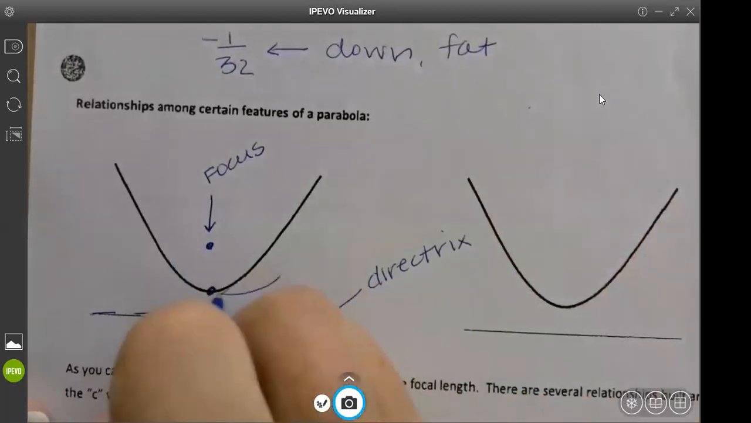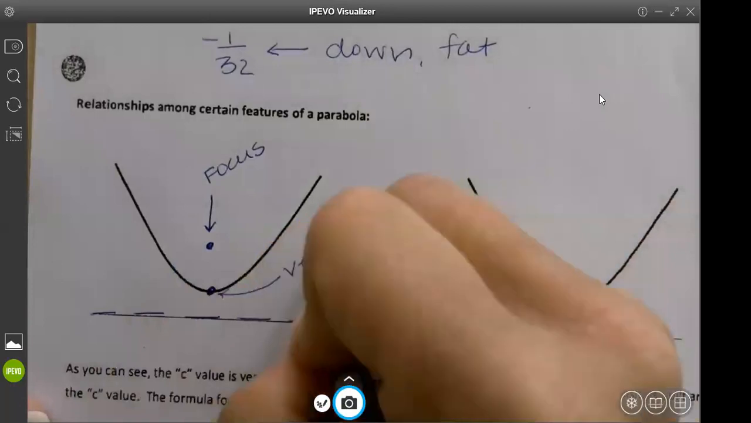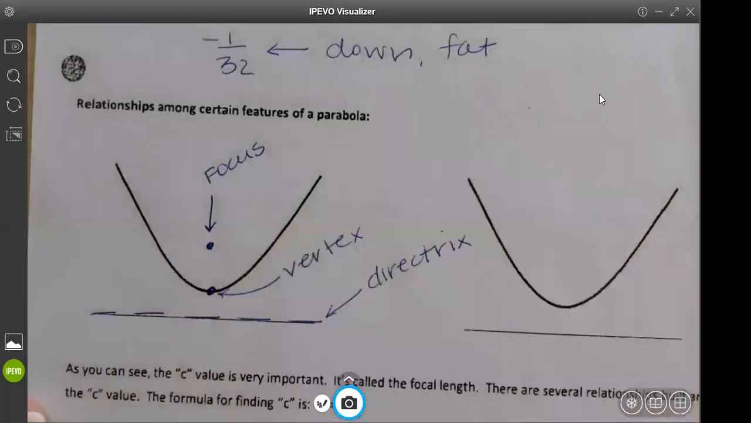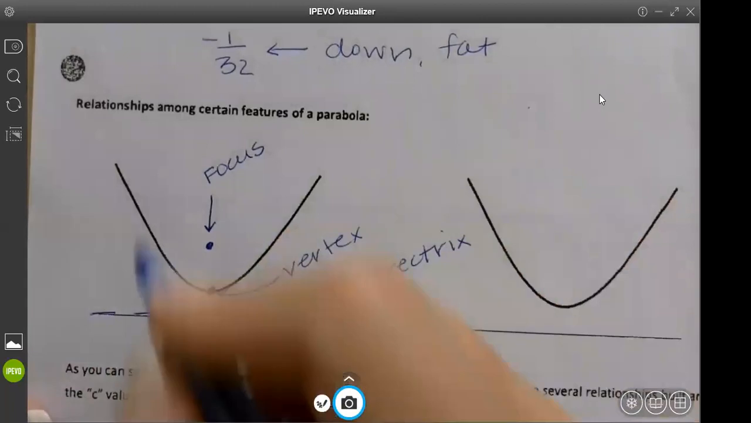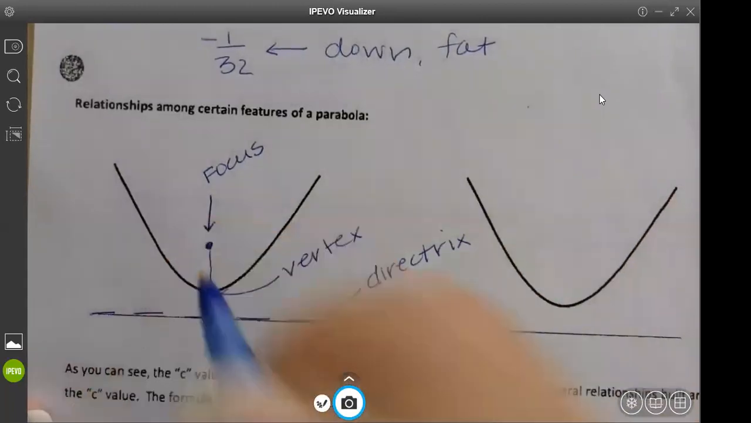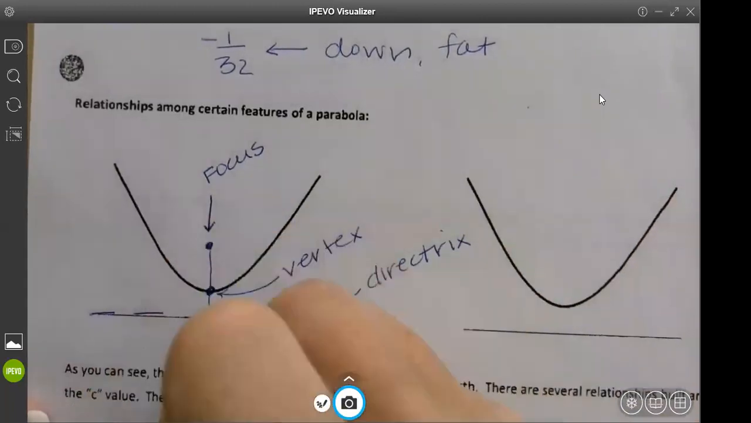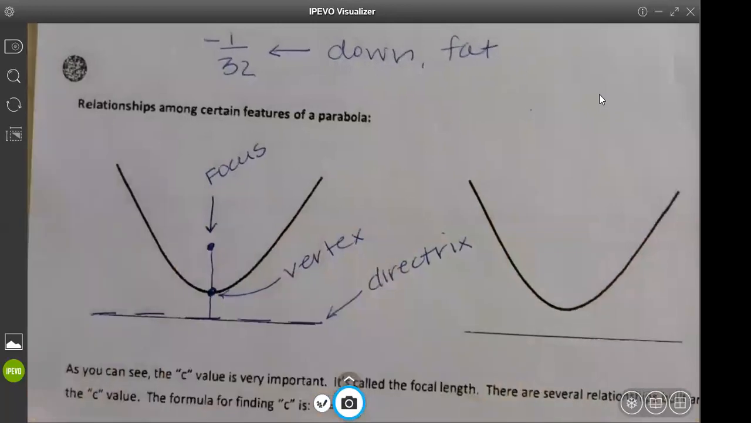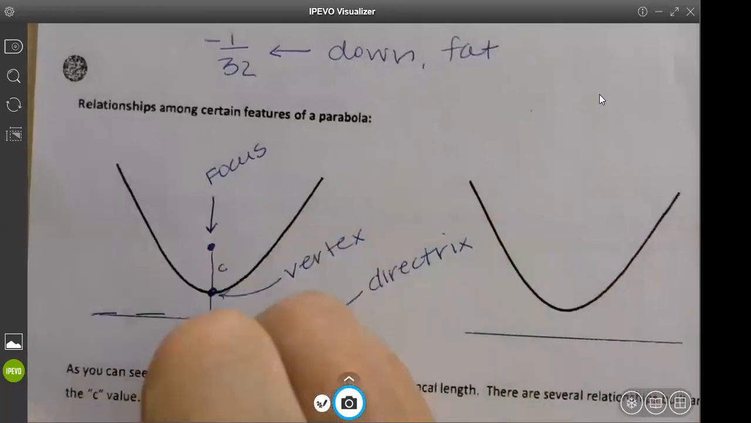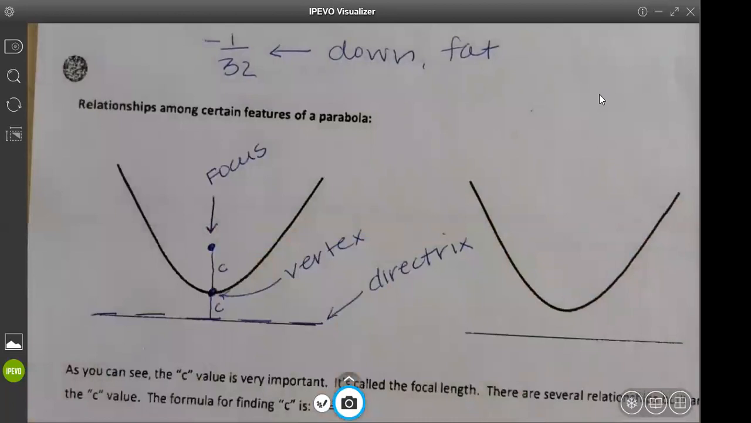Remember, this dot down here is your vertex. We already knew that one. And it's not going to look like it because of the way that I drew it, but the distance between the focus and the vertex, and the directrix and the vertex, are the same. So we're going to call that C. Those distances are always the same.